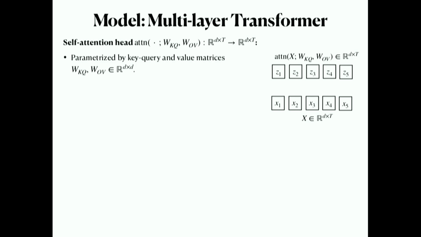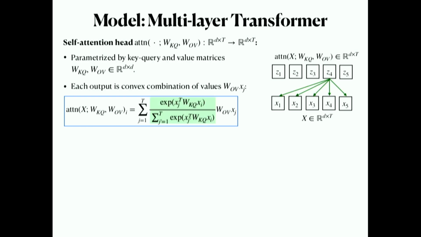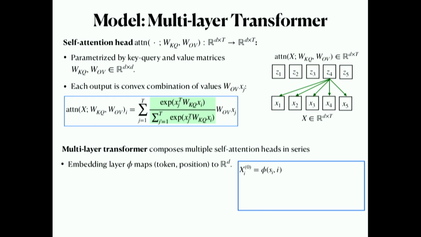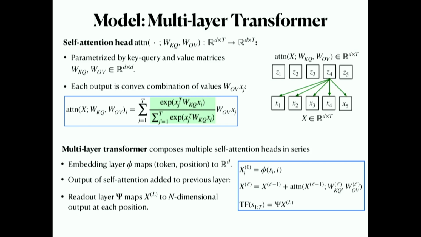It's parametrized by these key, query, and output value matrices, such that each output is a convex combination of these values, where the weights in this convex combination are computed via this softmax function. A multi-layer transformer is just going to compose multiple of these self-attention heads in series. So we're going to start out with a sequence of t tokens. We're going to have some embedding function phi that maps these to vectors in R^d. And then each layer is just going to be a self-attention head with a residual connection. And then lastly, we're going to have a readout layer that maps the final layer to an n-dimensional output at each position.